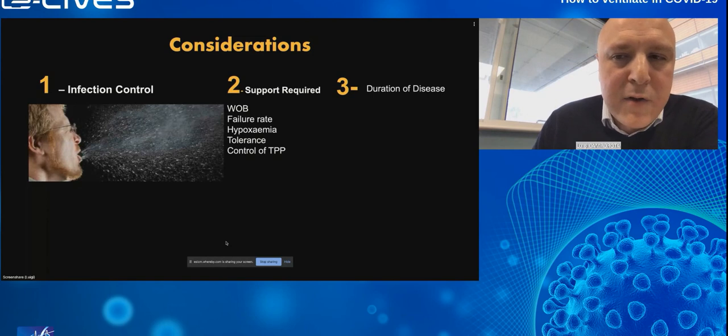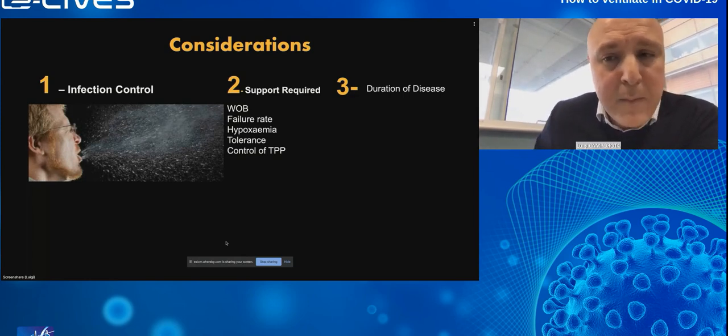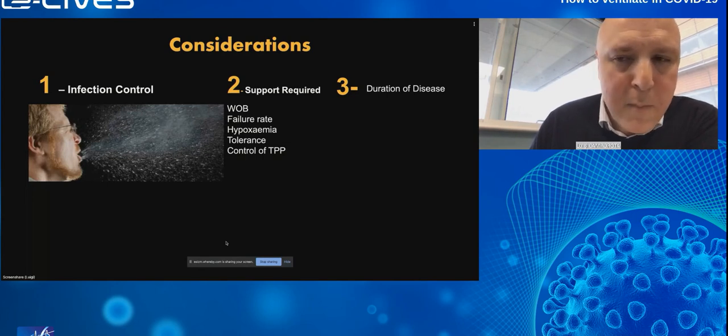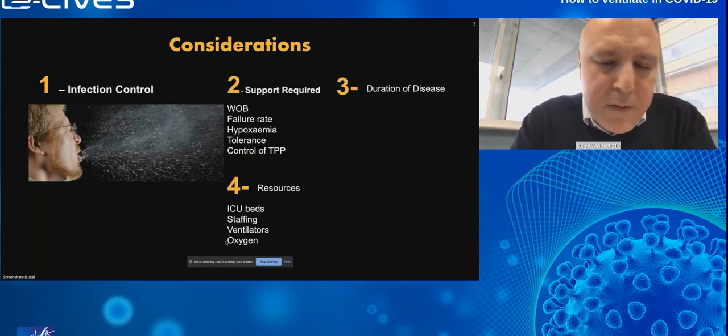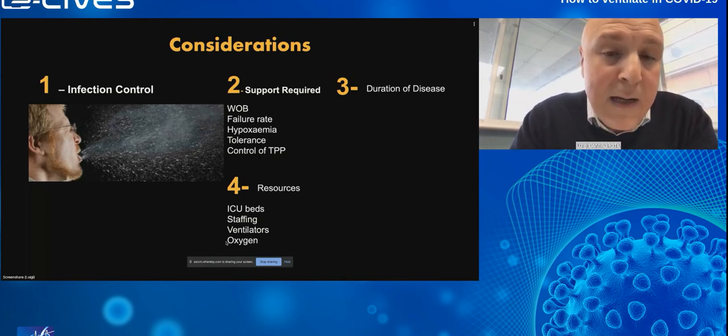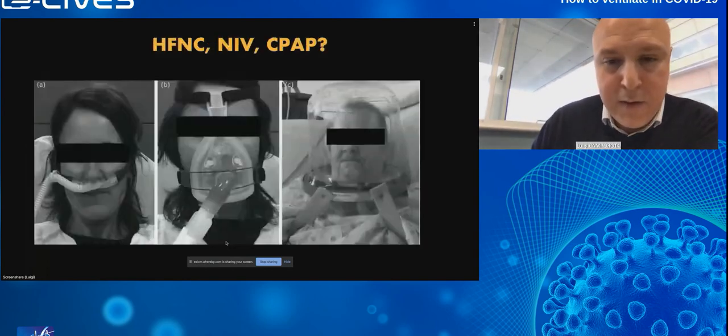The other consideration, which is quite important, is that this is not a disease that is easily reversible in 1 day or 2 days, like, for example, might be a cardiogenic pulmonary edema. So it might be less responsive to a short duration of positive pressure ventilation. But I'll tell you a little bit more later on in the course of the talk. And the fourth consideration is clearly resources in terms of ICU beds, staffing, availability of ventilators, and clearly oxygen. Some of these high flow oxygen or CPAP systems use an enormous quantity of oxygen and gas, and therefore that needs to be taken into consideration.